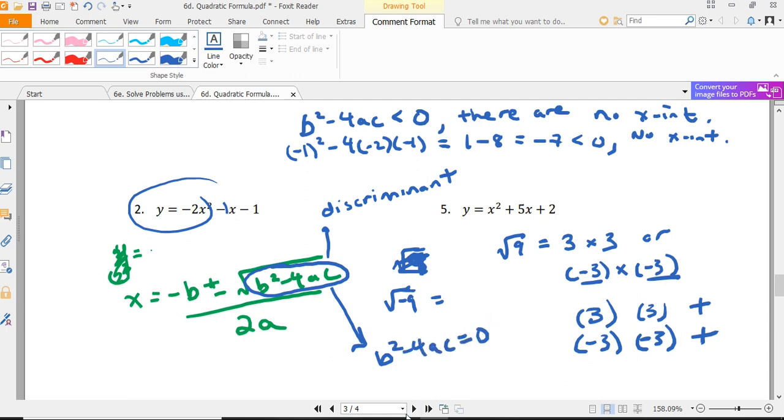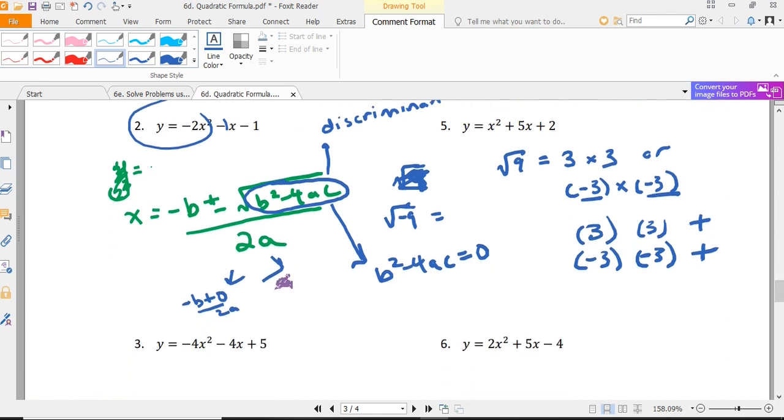If it's equal to 0, let's think about this for a second. What's the square root of 0? The square root of 0 is just 0. That means my two x-intercepts would be negative b plus 0 divided by 2a, and negative b minus 0 divided by 2a. Well, in both cases, whether you add 0 or subtract 0, wouldn't you end up with the same thing? Which means you only have 1 x-intercept, because both of these are the same value.